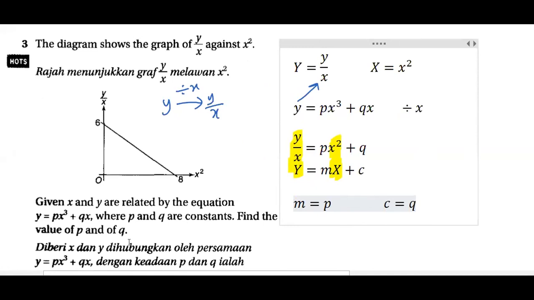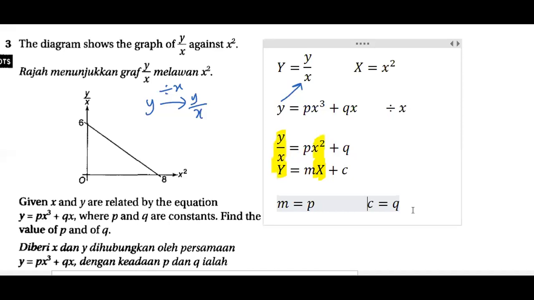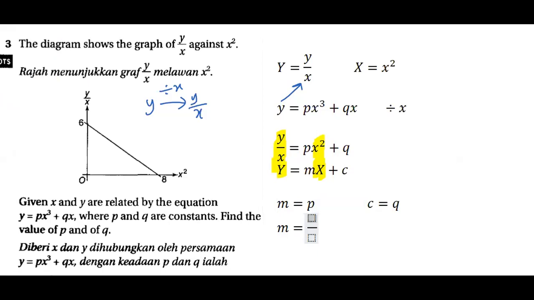Find the value P and Q. Oh, can you find already? So simple lah. Q is 6. Yes, you're smart. Q is 6. C sudah dapat makan. Okay, kita cari M dulu. Let's find the M. Saya tak suka guna intercept ingat. I like to use this one, 0, 6, 8, 0.